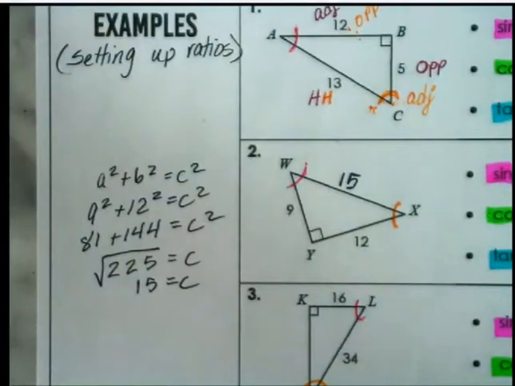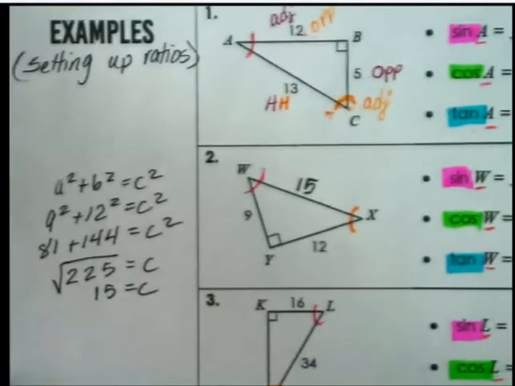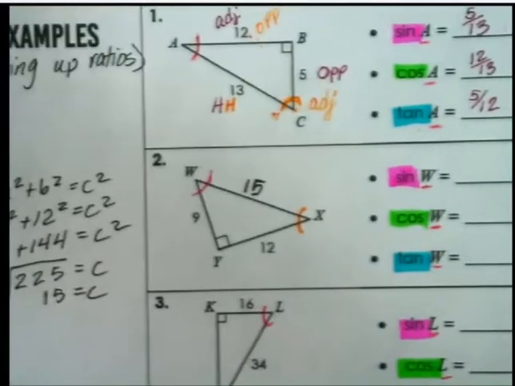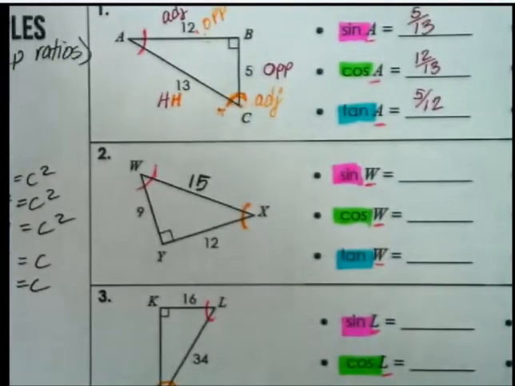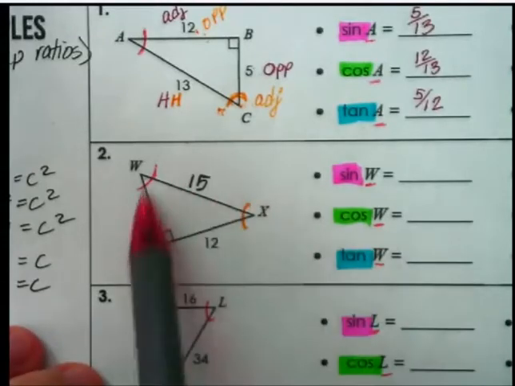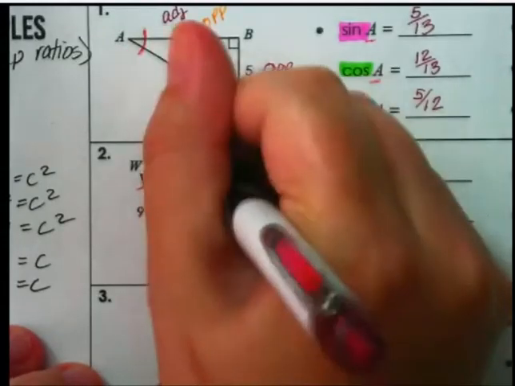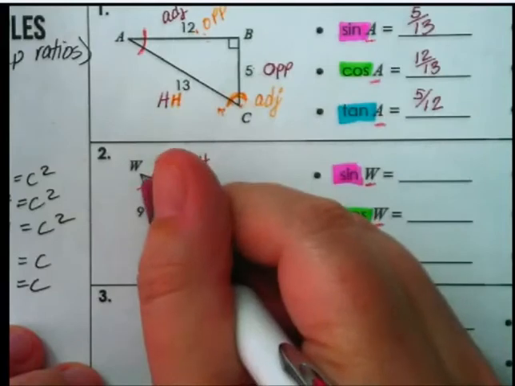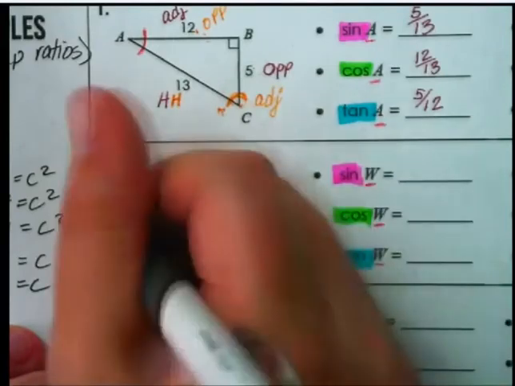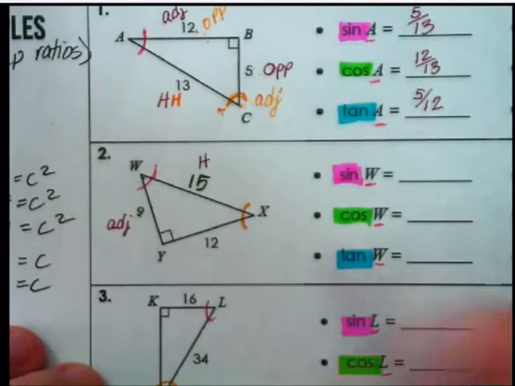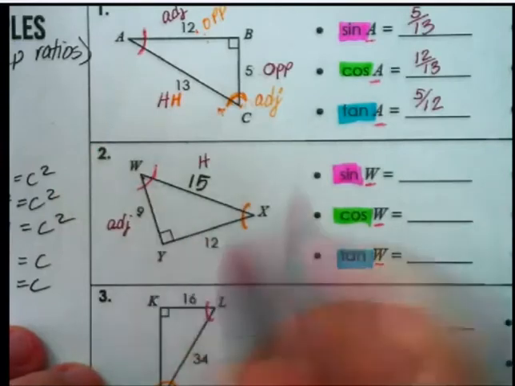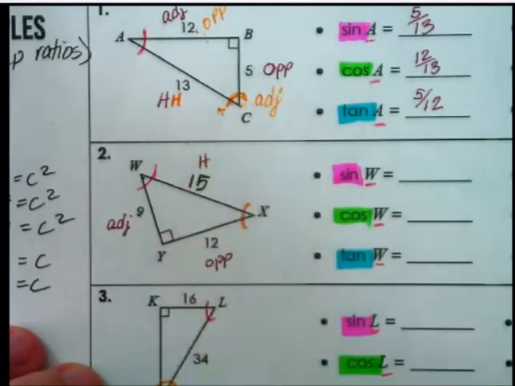All right. Now that I know all 3 of the side lengths, I can go ahead and fill in my ratios. So starting with red, W. So this is the hypotenuse. The leg touching W is adjacent to it. And then this is opposite W. So let's go ahead and fill in these ratios.